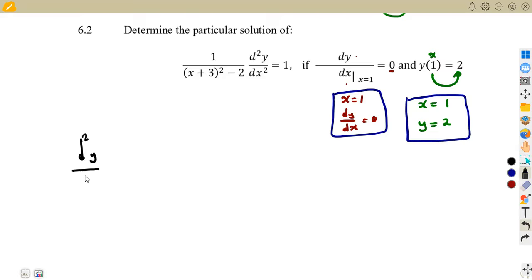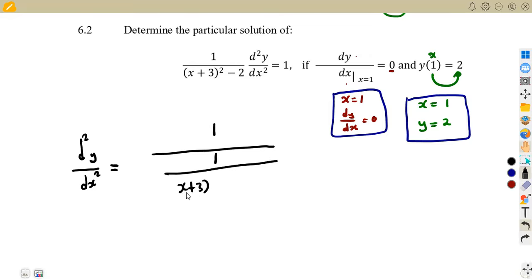We're going to have the second derivative of y with respect to x, which is equal to, here there's a 1, so it is going to be 1 over, we have divided by this whole part here so that we remain with the second derivative. So we have divided by 1 over, in this part, that is x plus 3 squared minus 2. So this is the part that we have divided with.